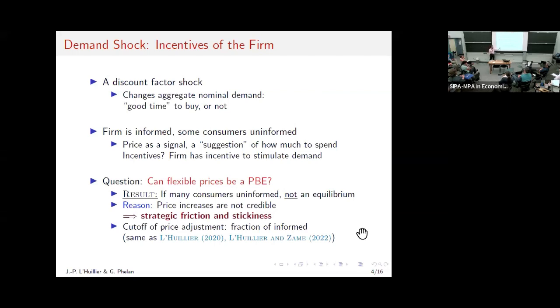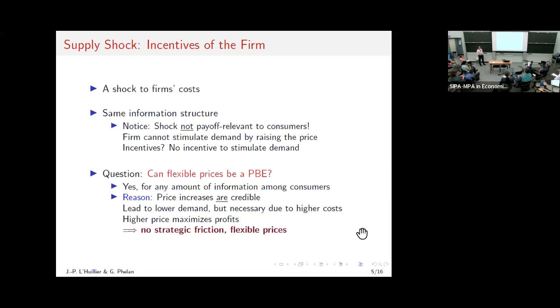Okay, so this type of result is the same that arises in some of my previous work. Now, the key thing is to understand why supply shocks are radically different in this environment. Okay, let's consider that. What are the incentives of the firm?